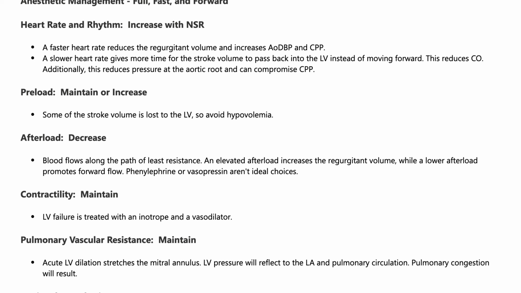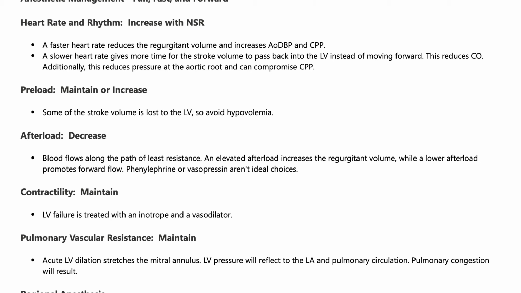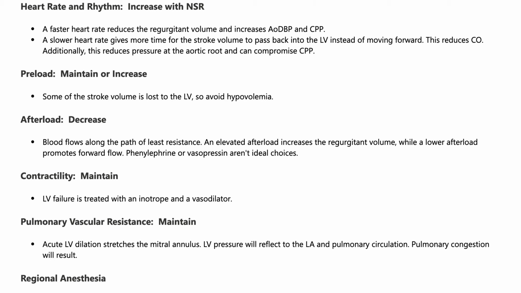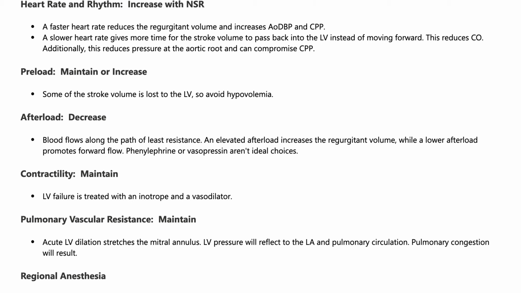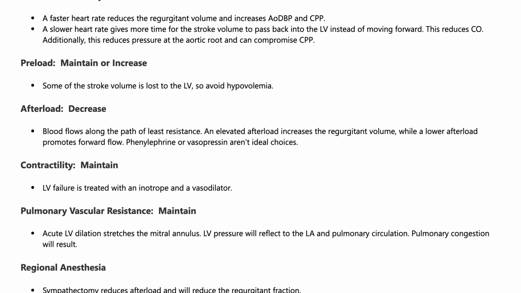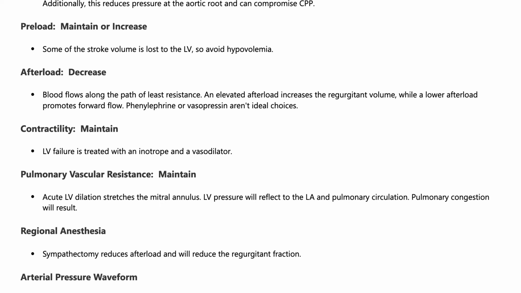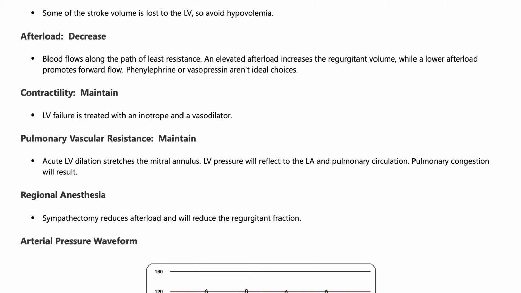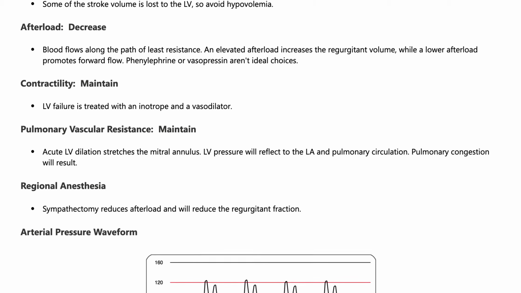Contractility should be maintained. Left ventricular failure is treated with an inotrope or a vasodilator or a combination of both. Pulmonary vascular resistance should also be maintained. Acute left ventricular dilation stretches the mitral annulus. Left ventricular pressure will reflect to the left atrium and pulmonary circulation. Pulmonary congestion will result. Regarding regional anesthesia, sympathectomy reduces afterload and will reduce the regurgitant fraction.